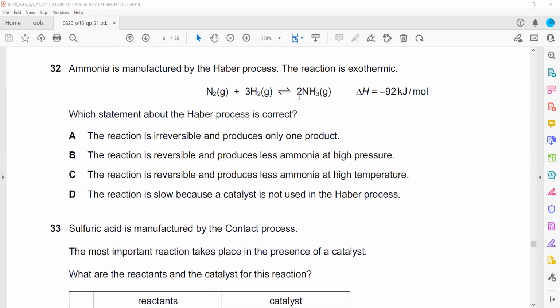Question 32. Ammonia is manufactured by the Haber process and the reaction is exothermic. So when the reaction is exothermic, reactants have high energy and the products will have low energy.